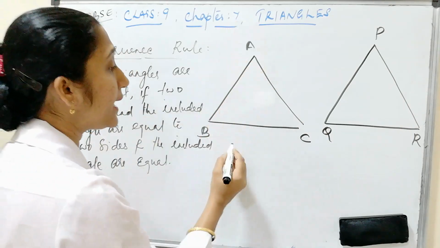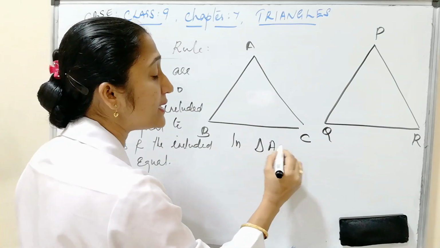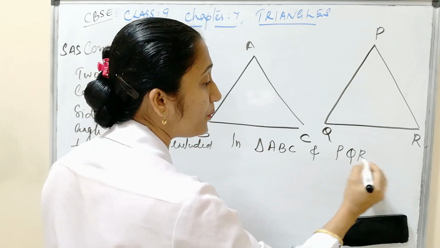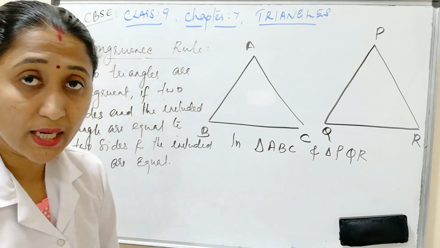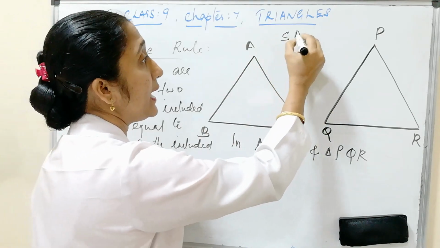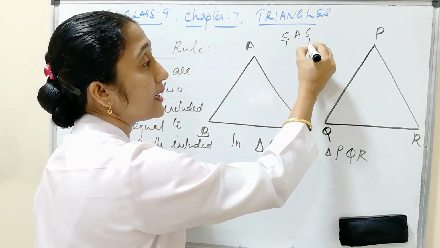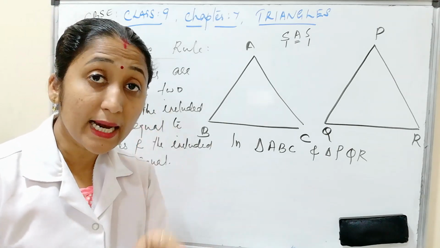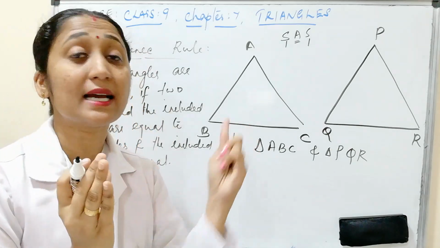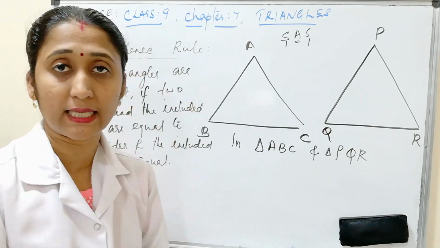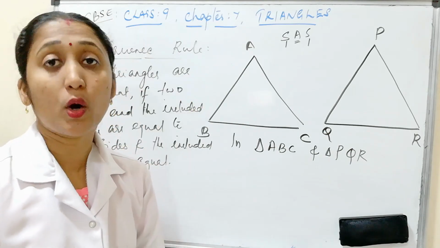So we consider triangle ABC as one of the triangles and another triangle PQR. Just for understanding, SAS theorem. What is SAS? S is side, A is the angle in between. Two sides and in between the sides there is an angle. The included angles are equal to the other triangle. That is SAS congruence rule.